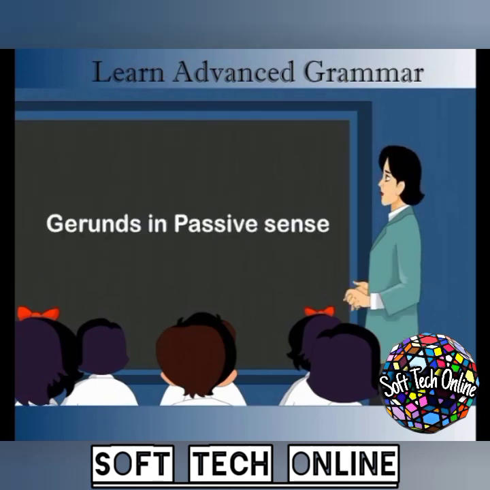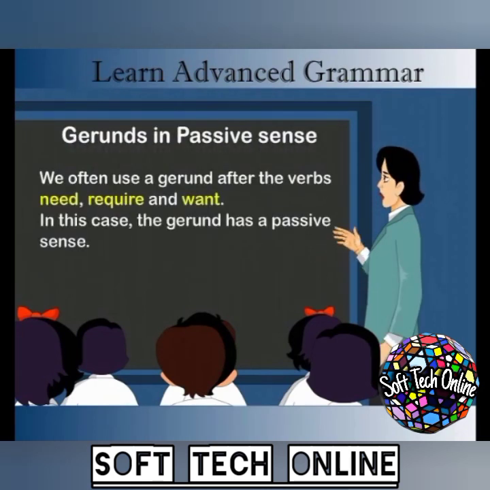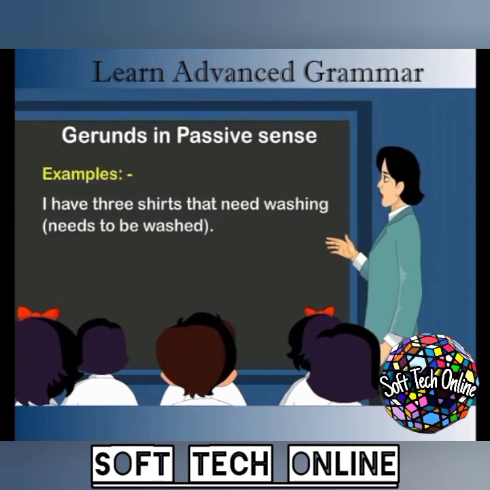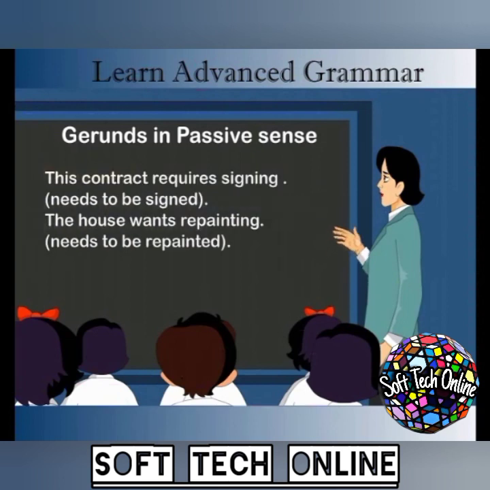Gerunds in passive sense. We often use a gerund after the verbs need, require, and want. In this case, the gerund has a passive sense. Examples: I have 3 shirts that need washing, needs to be washed. This contract requires signing, needs to be signed. The house wants repainting, needs to be repainted.